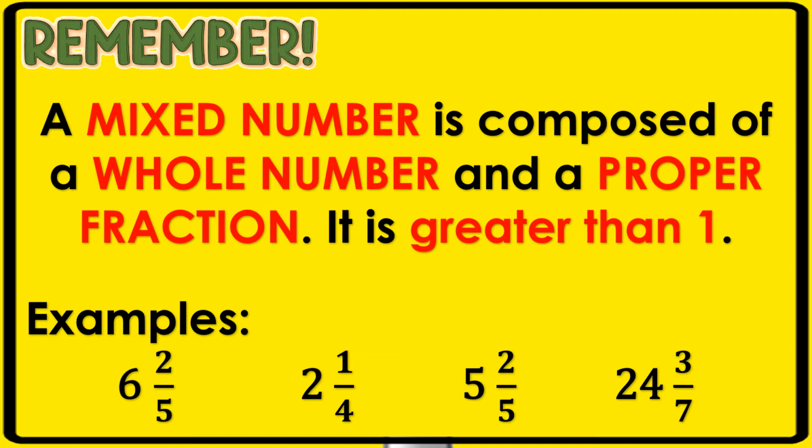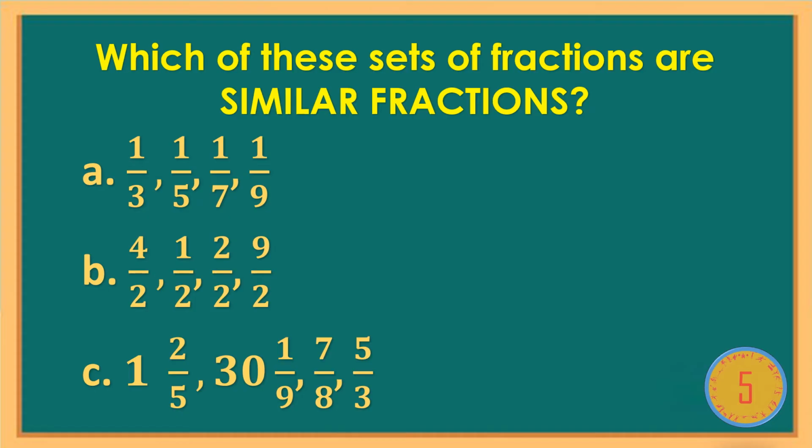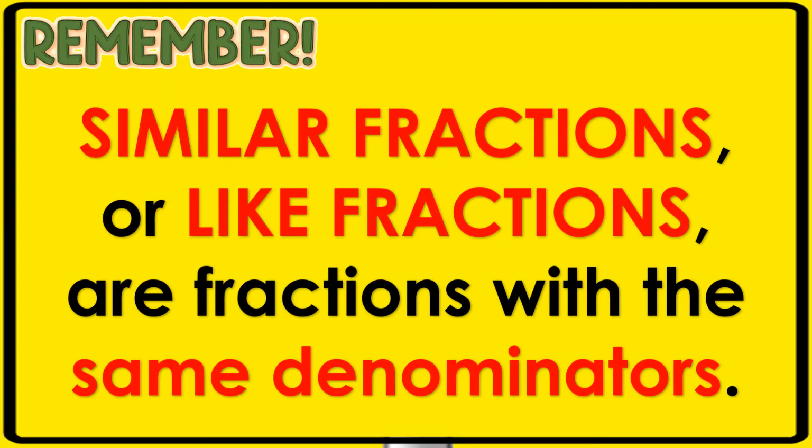Examples: 6 2/5, 2 1/4, 5 2/5, 24 3/7. Which of these sets of fractions are similar fractions? Yes, it's 4/2, 1/2, 2/2, 9/2. Remember, similar fractions or like fractions are fractions with the same denominators.